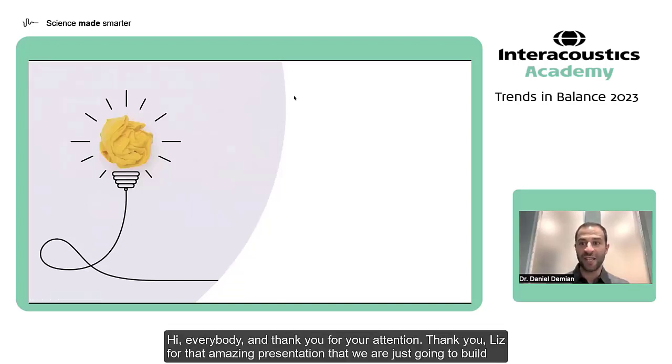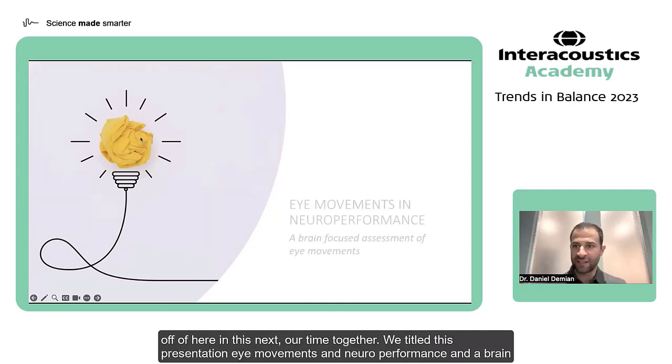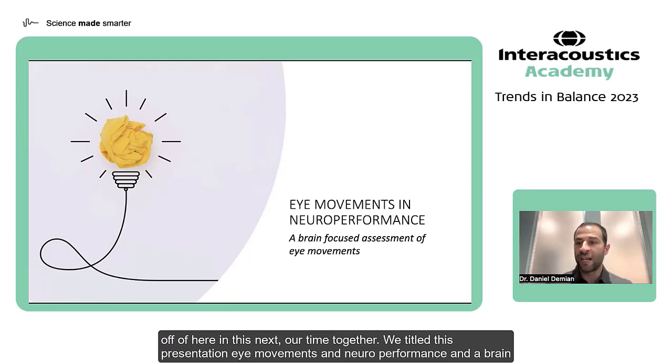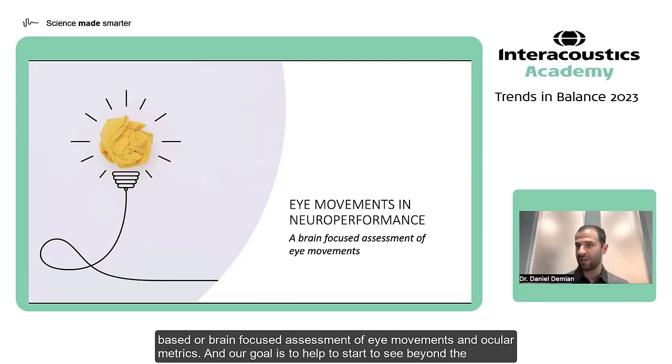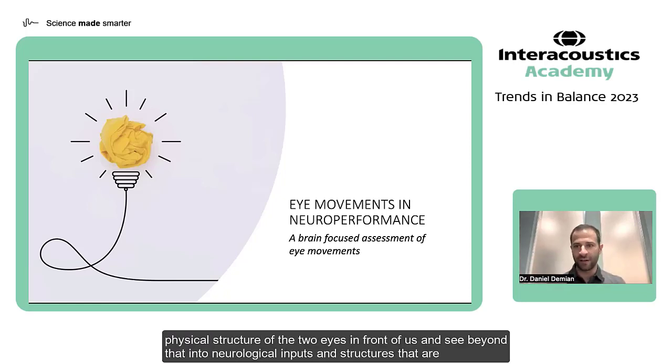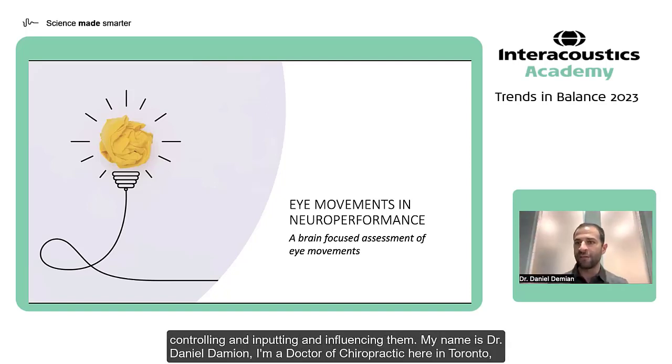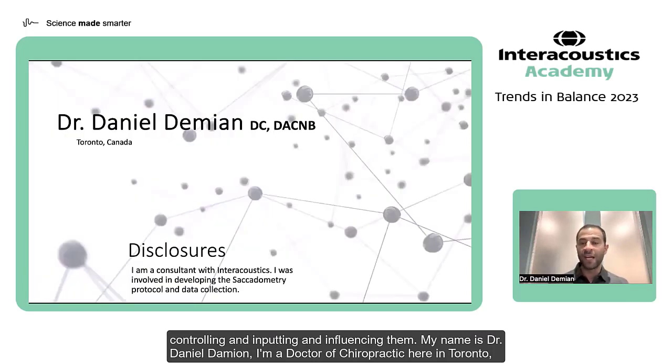Thank you, Liz, for that amazing presentation that we are just going to build off of in this next time together. We titled this presentation Eye Movements and Neuroperformance, a brain-focused assessment of eye movements and oculometrics. Our goal is to help start to see beyond the physical structure of the two eyes in front of us and see into the neurological inputs and structures that are controlling and influencing them.